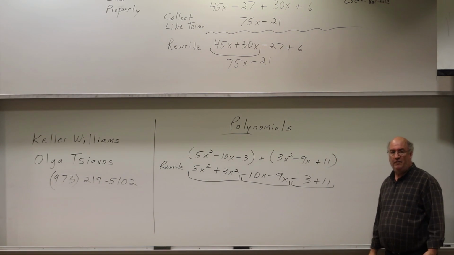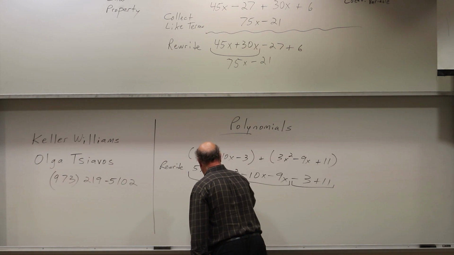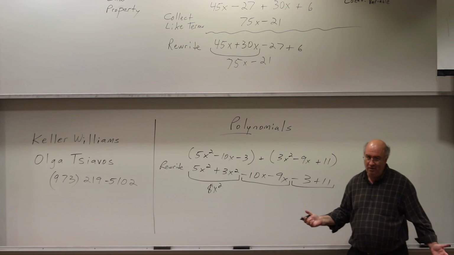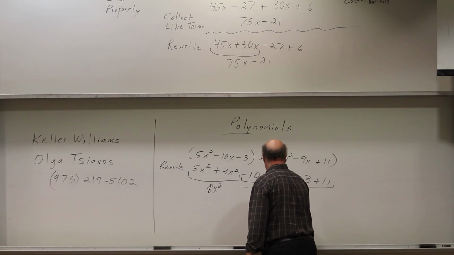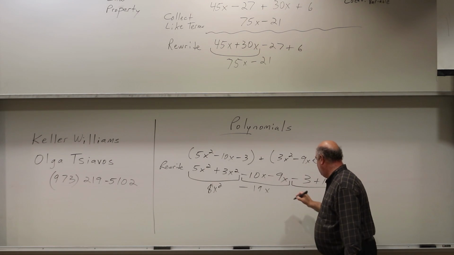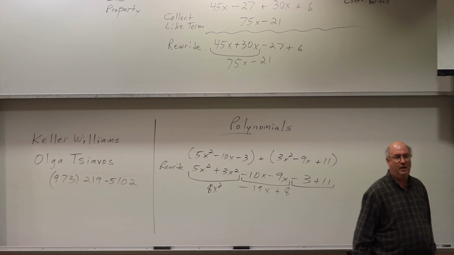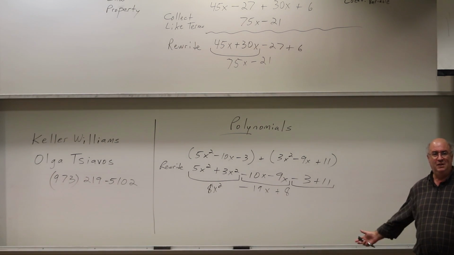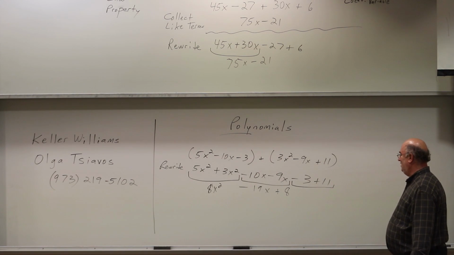All right, 5 and 3 is 8, so it's 8x squared. Minus 10 and minus 9, is that negative? Minus 19x. And 11 minus 3 will be positive 8. Okay, so that's positive, everything's positive. We put two groups of polynomials together. Piece of cake. Okay, that's when everything's positive.